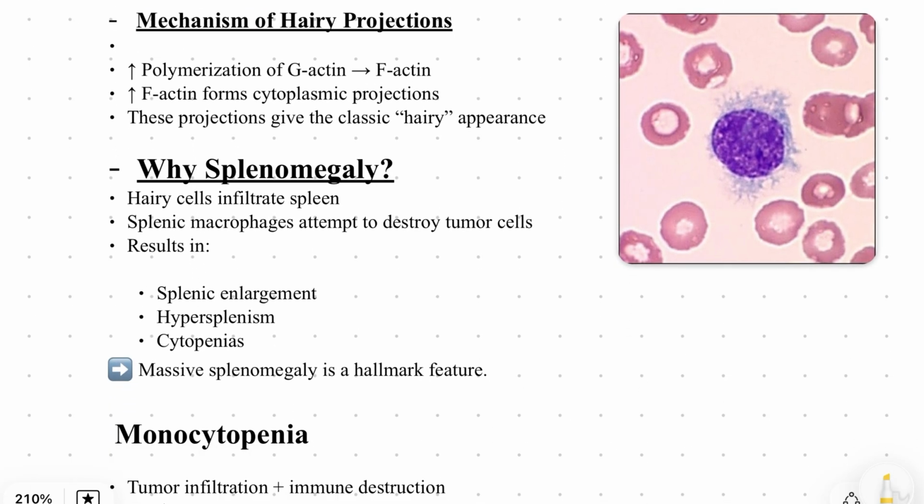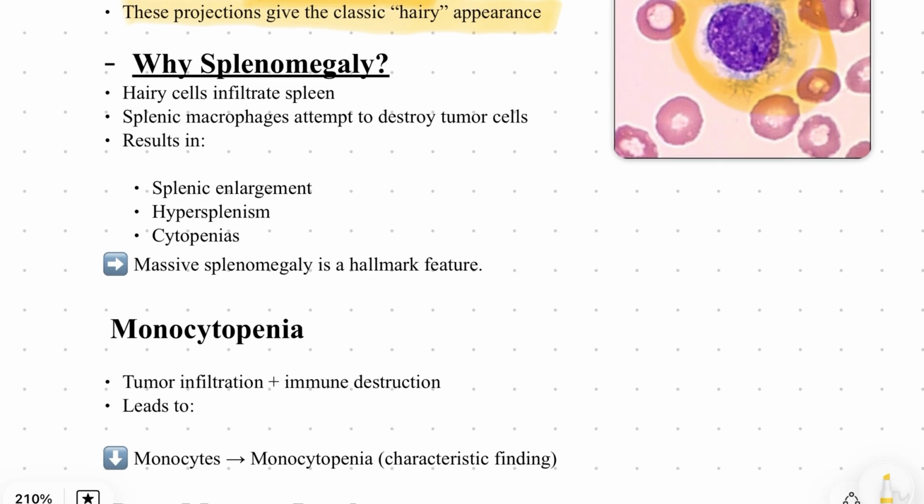Then coming to the mechanism, there will be increased polymerization of G actin, which will be replaced by F actin. So there is a change in the actin filament. G will be replaced by F actin, which leads to cytoplasmic projections. You can see here there are projections around the cell. Because of these cytoplasmic projections, the cell gives a classic hairy appearance, so we call this hairy cell leukemia.